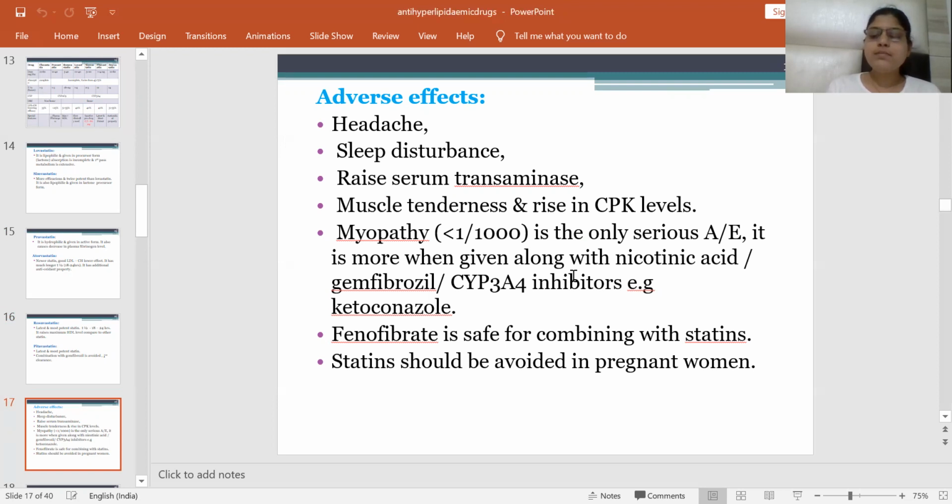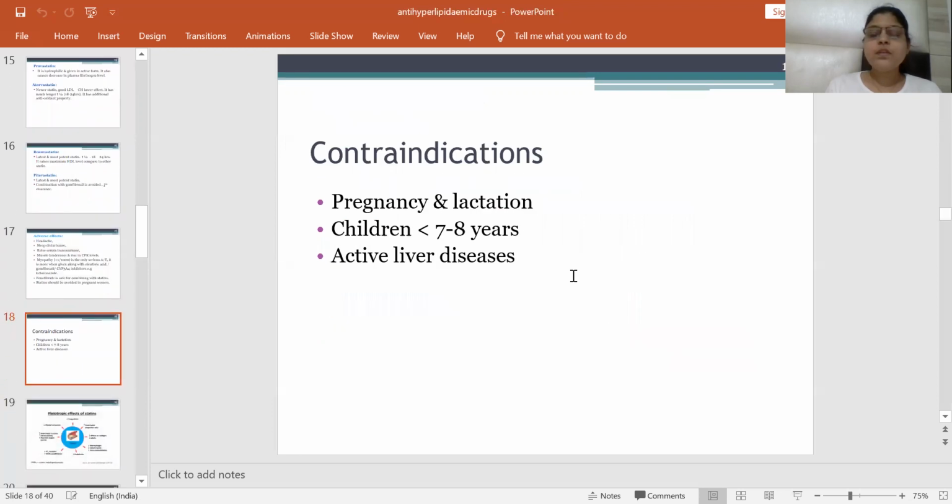Statins should be avoided in pregnant women. Contraindications are pregnancy, lactation in children, and active liver disease, because it also increases the plasma transaminases level.